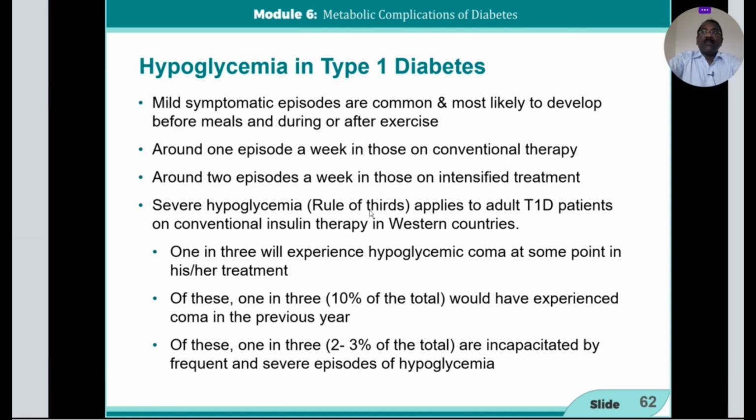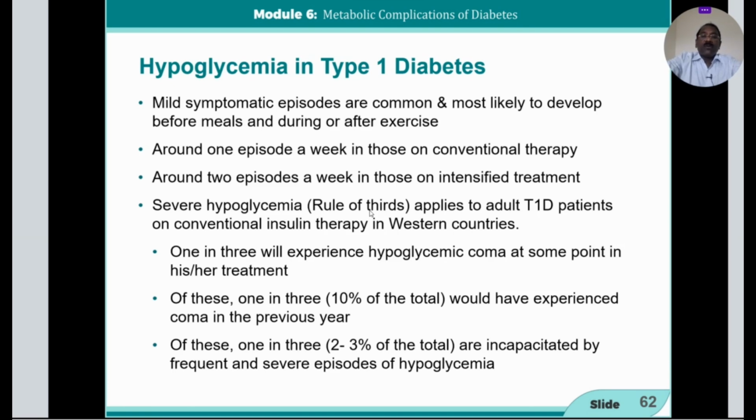Hypoglycemia in type 1 diabetes is different from type 2 diabetes. See, the mild symptomatic episodes are common and most likely to happen before the meals and during or after the exercise. Around 1 episode a week in those on conventional therapy, around 2 episodes a week in those on intensified treatment. So the more and more intensification of the insulin therapy, you are inviting more and more hypoglycemia.